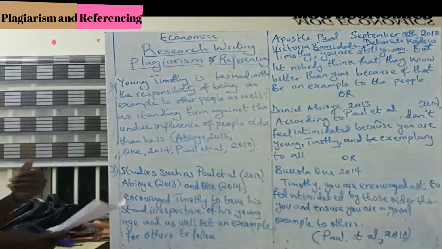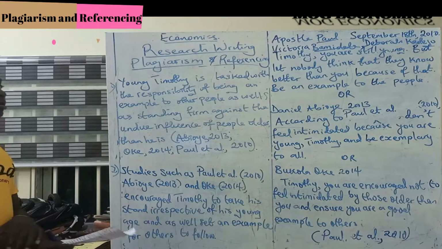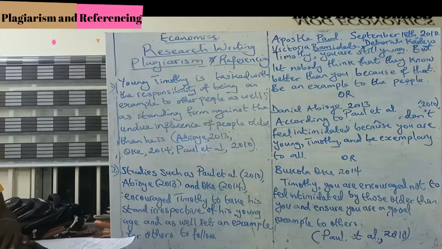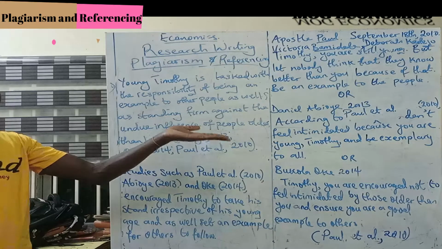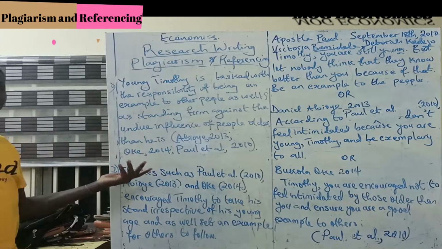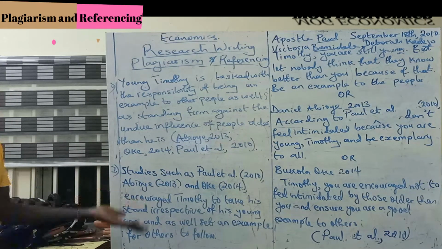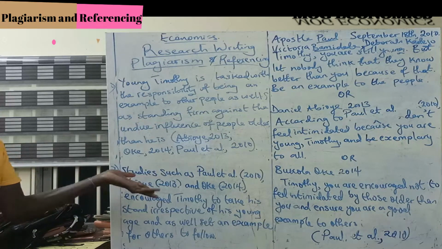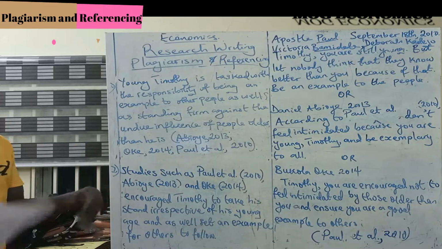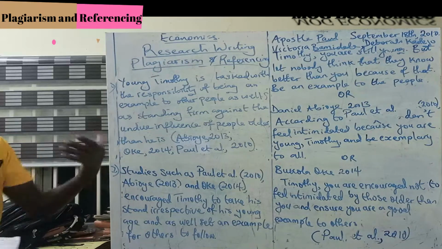All right. So number one: John Timothy is tasked with the responsibility of being an example to other people, as well as standing firm against the undue influence of people other than his. Is it the same thing as what we've been talking about? Is it similar to the original idea? Of course. The original idea is letting us know that Timothy is still young, so he's younger relative to the people around him. But let nobody think that they know better than you. If people think that they know better than you, then they might be causing undue influence. As a result of that, be an example to the people.